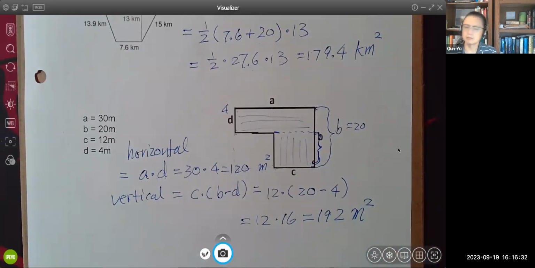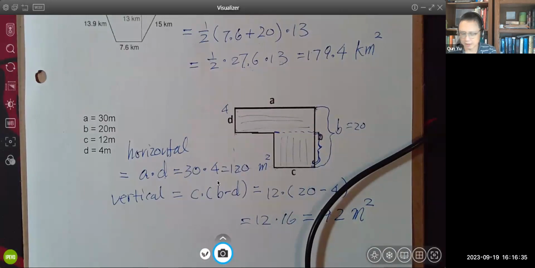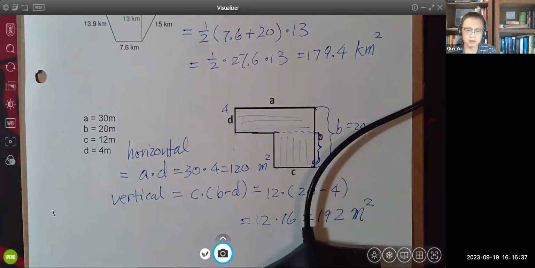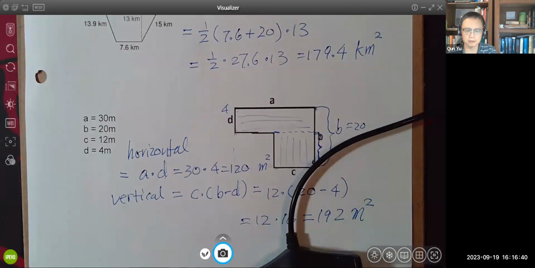Okay, this is the area examples. Next video, we're going to do several examples for the volume.